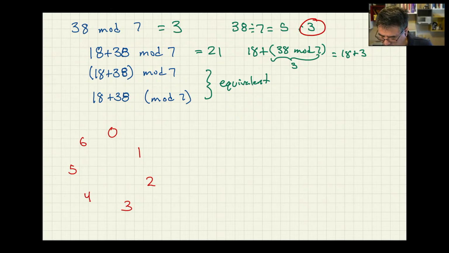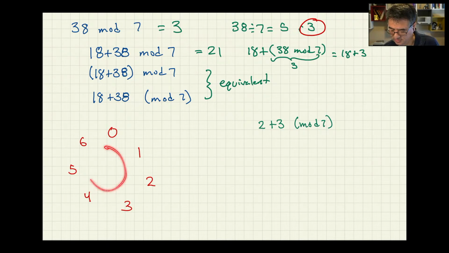I can give you some problems like 2 plus 3, and then we'll do mod 7 in parentheses off to the side, which means whatever answer we come up with needs to be in the range 0 through 6. So 2 plus 3, we start at 2, and then we just go clockwise around this wheel in order to add 3 to it. 1, 2, 3, and we end up at 5.